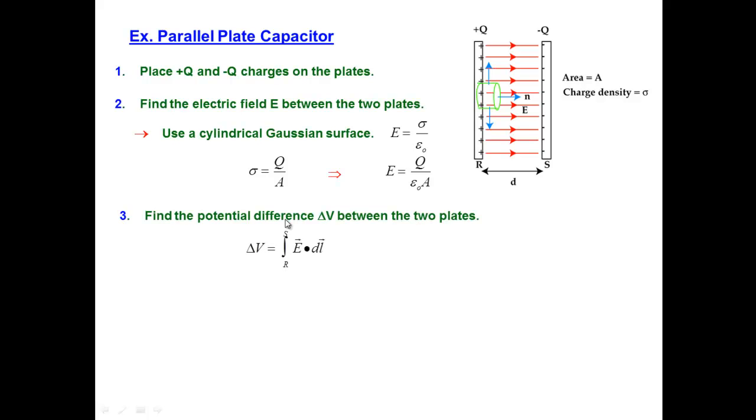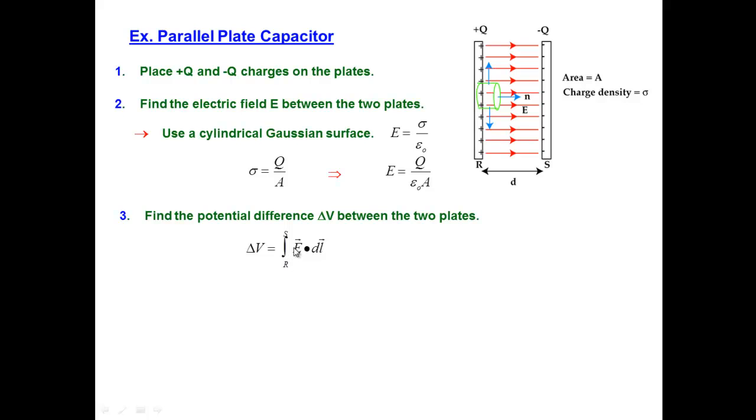Now we move on to step 3. Find the potential difference delta V between the two plates. And that's quite easy if we pick the right path. R and S are the two sides, the two plates that we want to use. And if we integrate from R to S, E dot dl will be integrating along the direction of the electric field, which will make this dot product really simple because E and dl will be parallel.